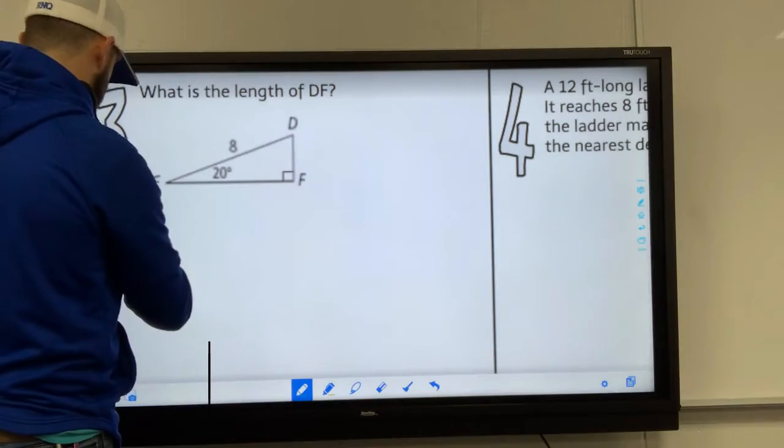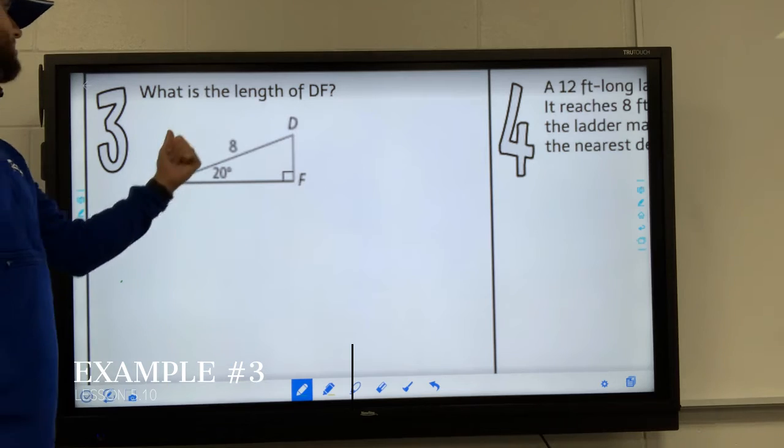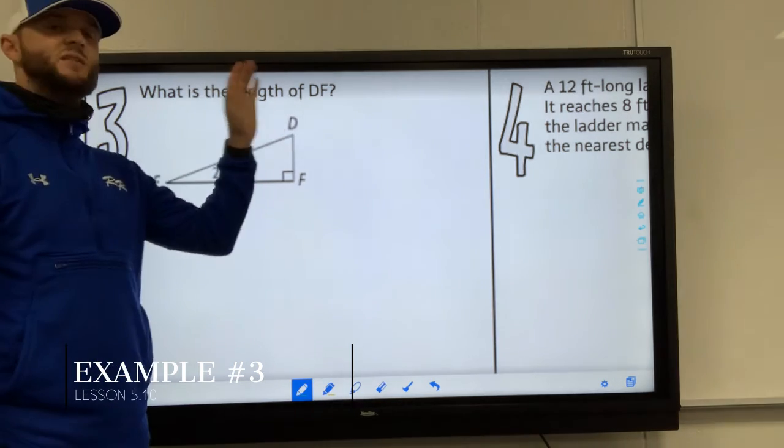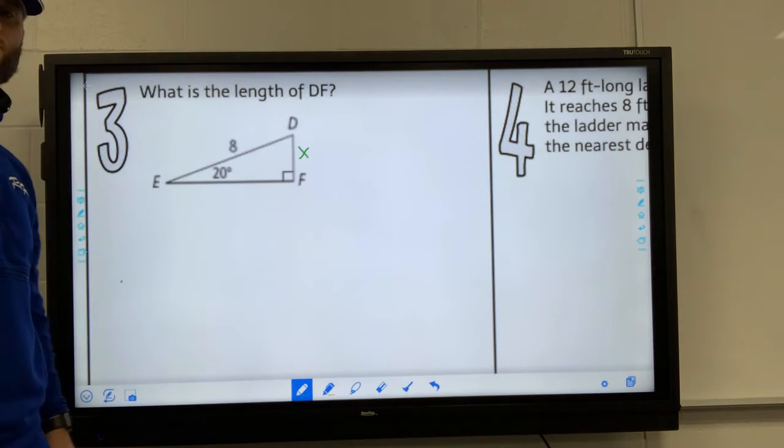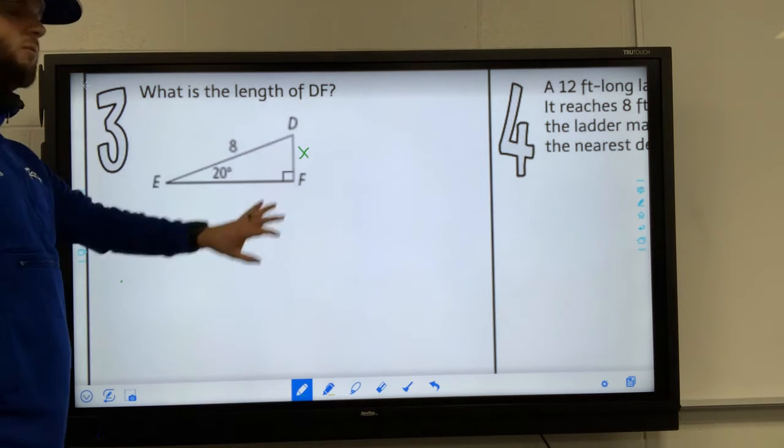All right, moving on. All right, so now looking at example number 3, it says, what is the length of DF? So right now, this is going to be the side that I'm trying to find. So right now, if we look, I have a right triangle.